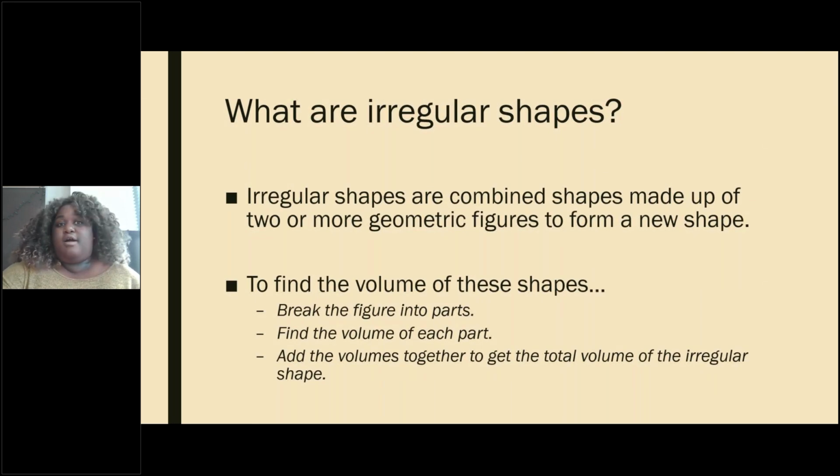So first of all, what are irregular shapes? They're combined shapes that are made up of two or more geometric figures that we already know, and they form this new shape, and it could be any type of structure. To find the volume of the shapes, we first want to take that figure and break it into parts. Then we find the volume of each part, and then we take those volumes, add them together, and get the total volume of the irregular shape.